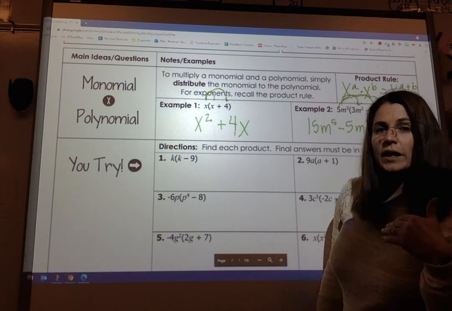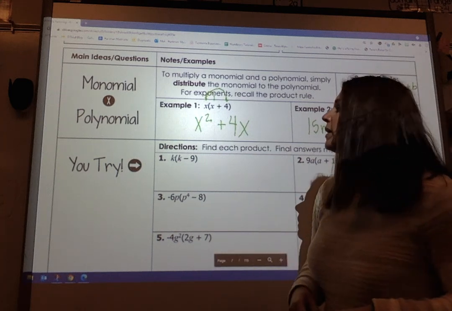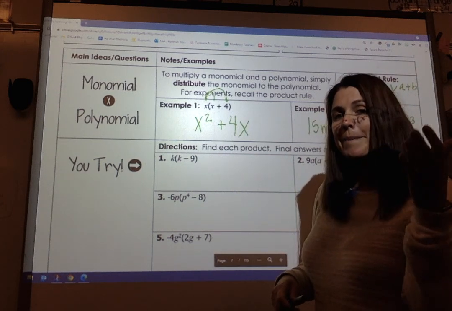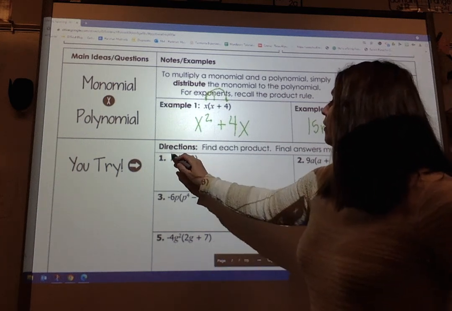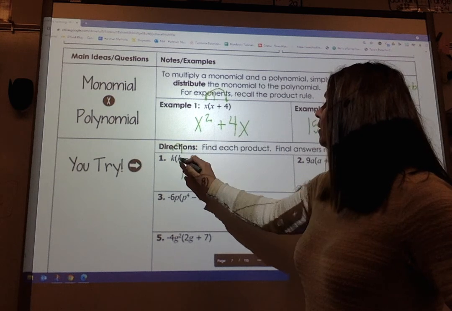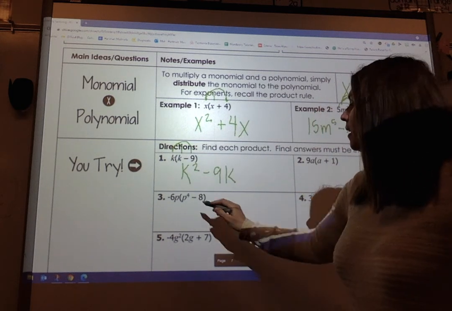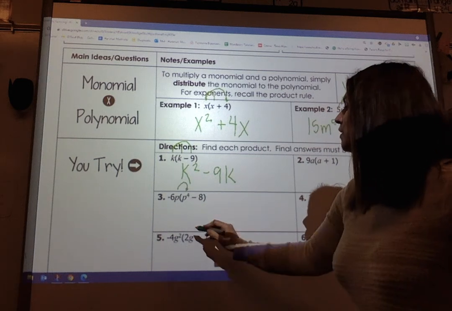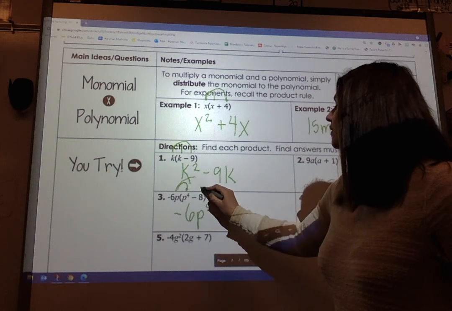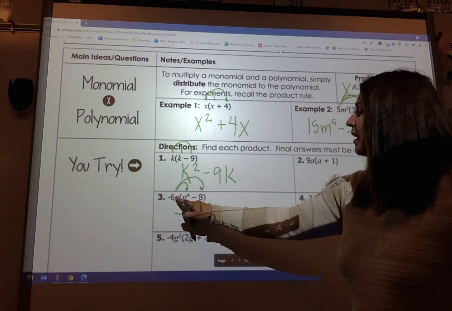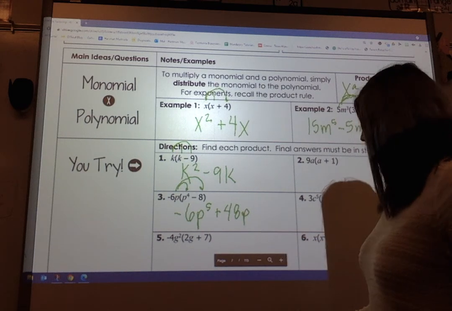Let's do a few more practice problems. I'm going to do the odd ones, and we go through them pretty quickly. So if you want to pause and come back to check your answers, that would be wise. So here, k times k is k squared. K times negative 9 is negative 9k. Negative 6p times p to the fourth is negative 6p to the fifth. Negative 6p times negative 8, a negative times a negative is a positive 48p.